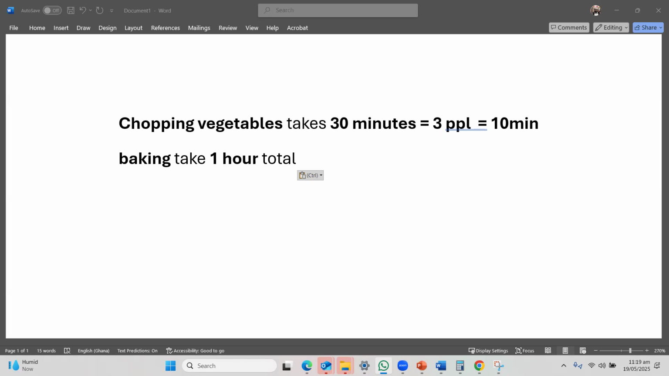Because obviously, nothing can be done. We can't do anything because the cake will have to go into the oven at a certain temperature for 1 hour. We can't do anything. But in the first scenario, we can do something. In chopping the vegetables, we can cut it faster. If we add more people, we can finish earlier.